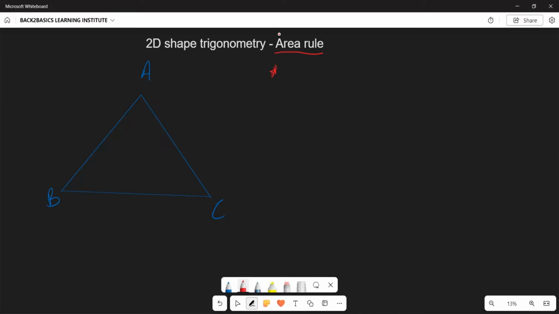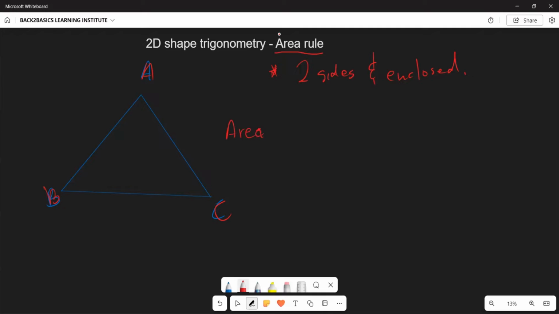The first condition to be in a position to use the area rule, if you want to calculate the area, is that you need to have two sides and an enclosed angle. What does that mean? Let's say you want to calculate the area of this triangle A, B, and C. What is it that you're going to do?